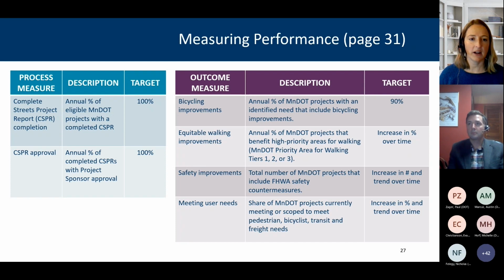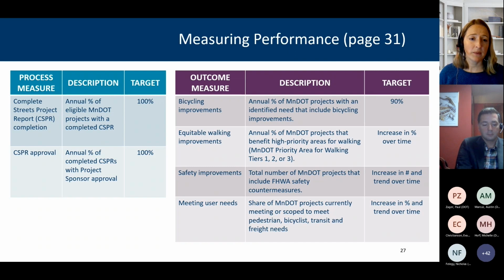So it's an opportunity for us to leverage the Complete Streets project reporting process to start tracking some of that information. So we have an opportunity to track equitable walking improvements. So we'll be looking at the PAUSE implementation, or those priority areas for walking. So when I show the updated form, you'll see there's a check mark in there.